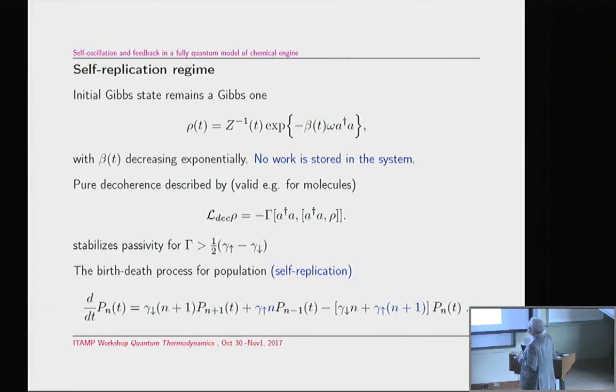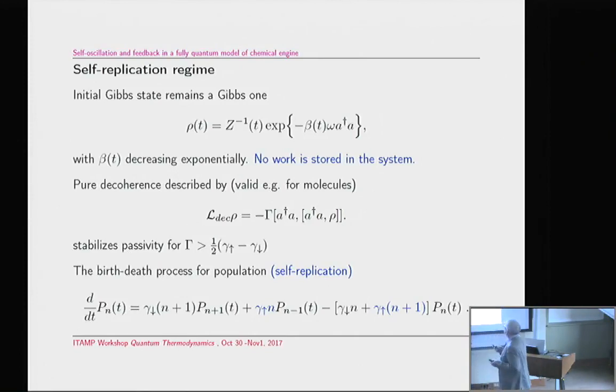Okay, so there is also a self-replication regime. One can notice that if we start with the initial Gibbs state, it remains a Gibbs state with increasing temperature forever. So it means that if you start with a useless state from the point of view of work extraction, it remains useless. But this regime is somehow unstable, because if by chance you create the amplitude, this amplitude also starts to increase exponentially, and then you can extract work.